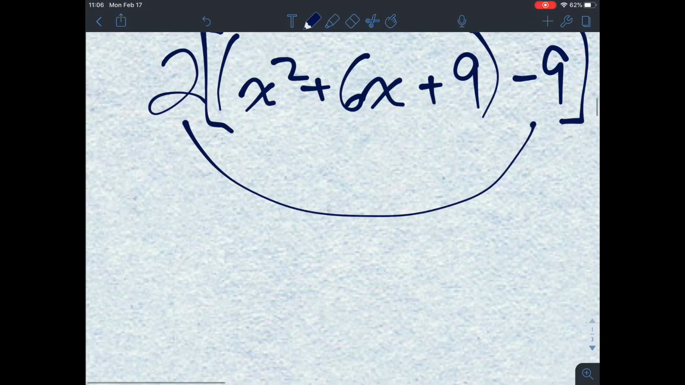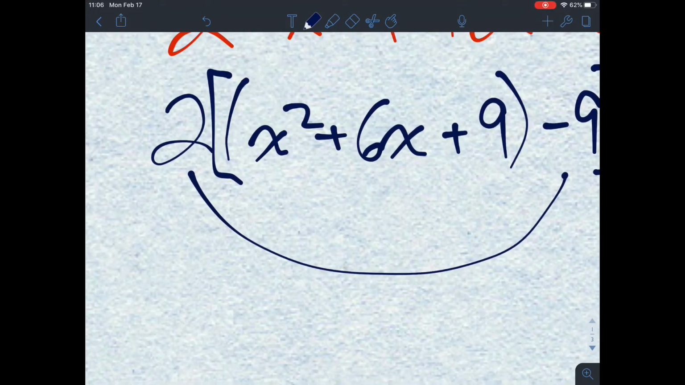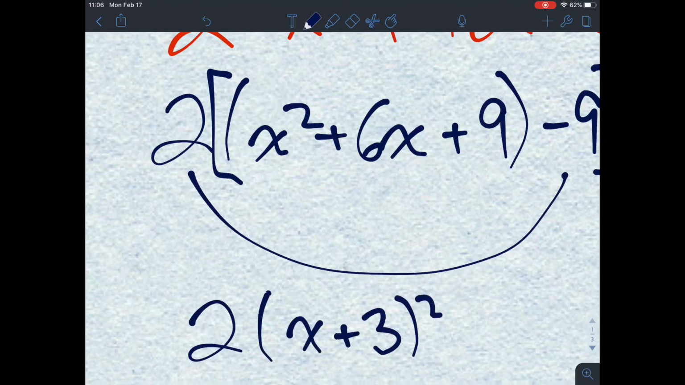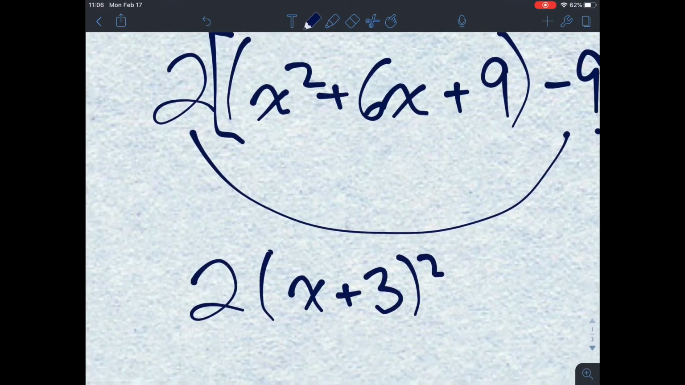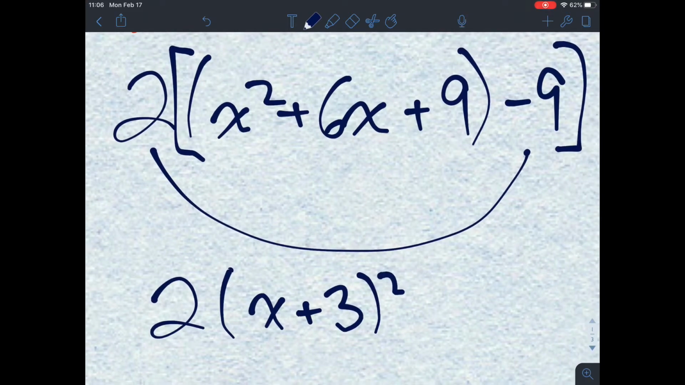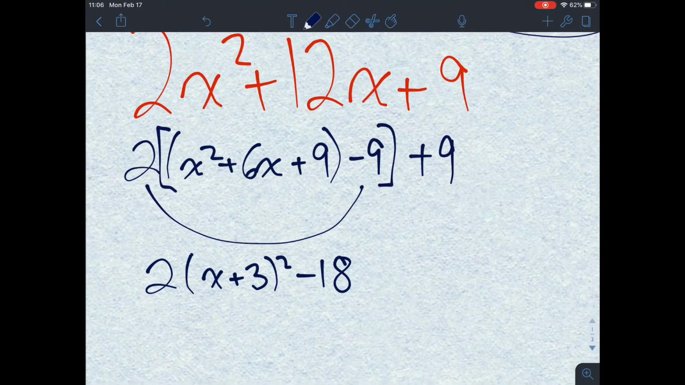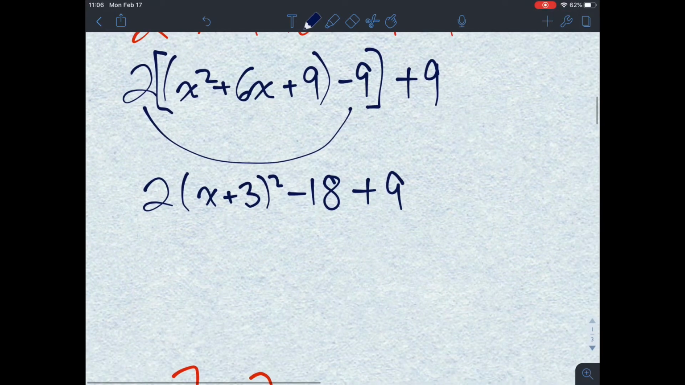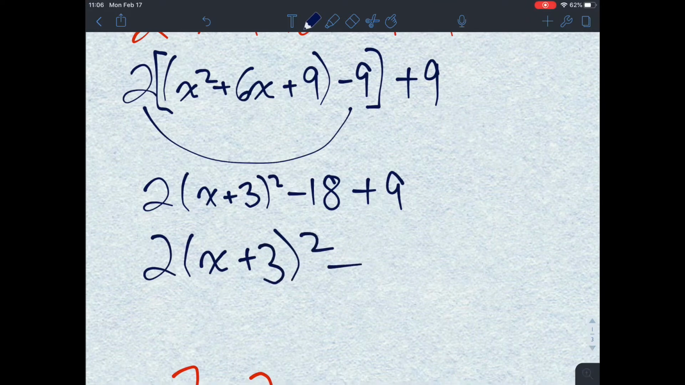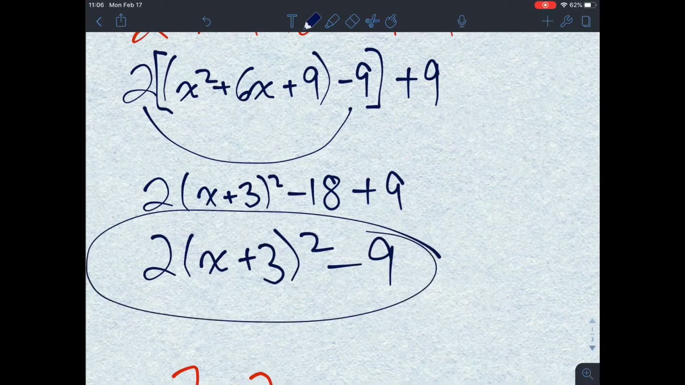So really, because you have to distribute this whole 2, right? So it would be 2 times x plus 3 squared, because half of 6 was 3. So you're multiplying this 2 to this, and then we multiply this 2 to this as well. So 2 times negative 9 is negative 18. And then you don't have to distribute the 2 to here because it's outside the brackets. So then plus 9. So our answer would be 2 times x plus 3 squared minus 9. And our vertex would be negative 3, negative 9.